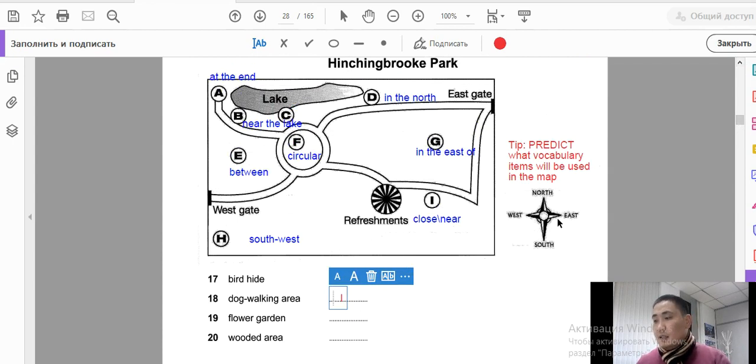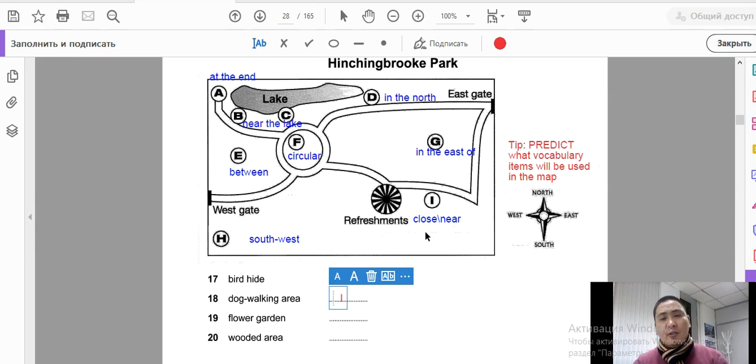Let's listen further. In the southern part of the park. Again, southern part of the park. Southern, which means this is the south. Leading off from the path. Okay. And if you just want to sit and relax.